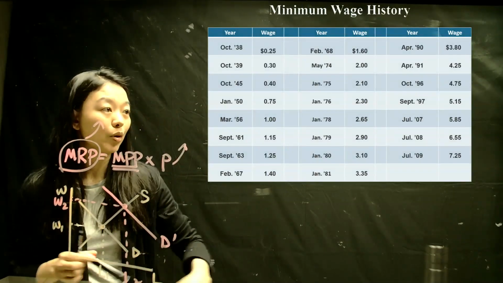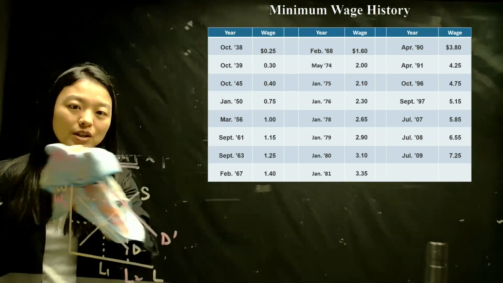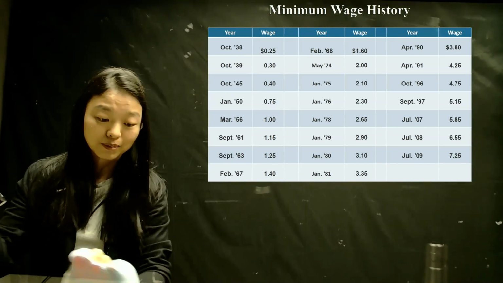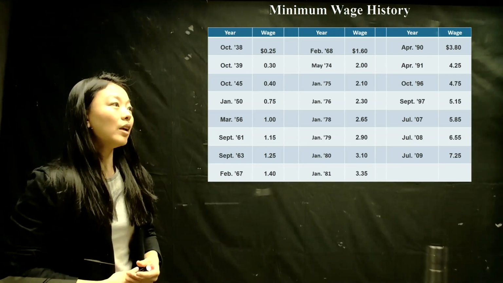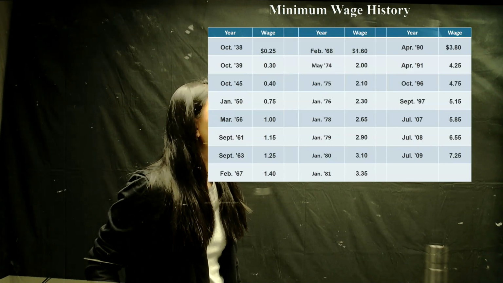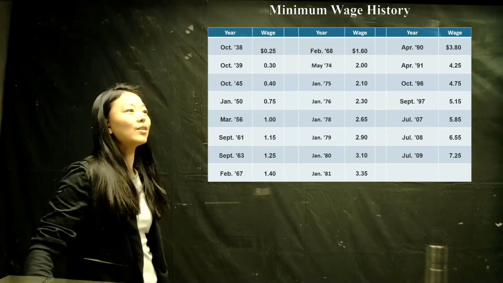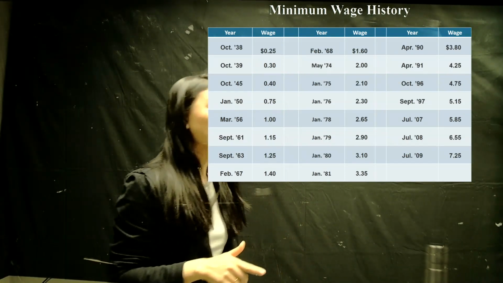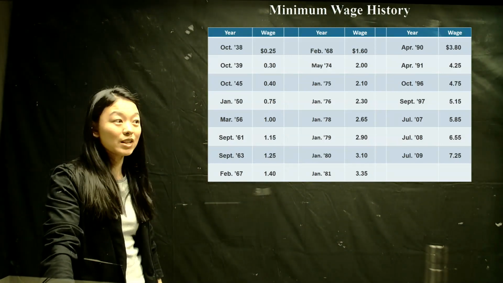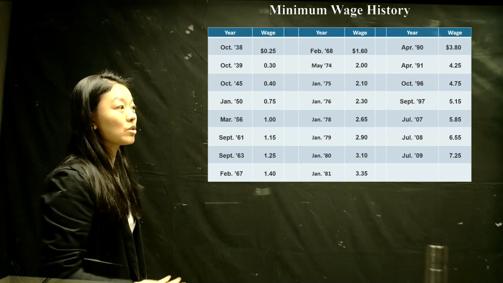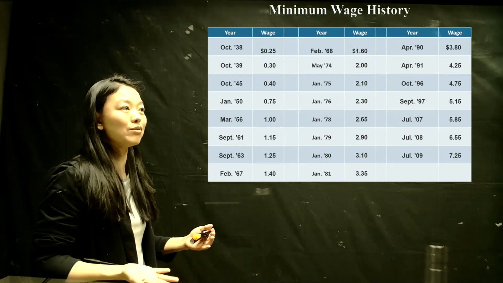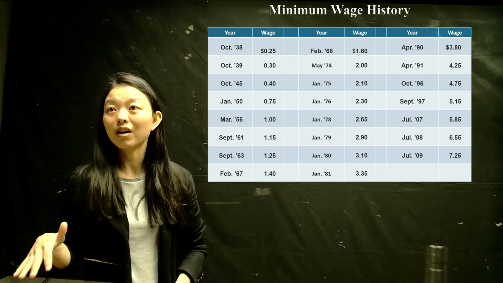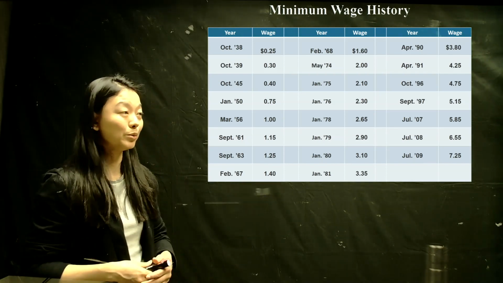Now let's look at how minimum wages will affect the market. Minimum wage is a government policy. It will intervene in the market, and then definitely it will change the market outcome. You can see that from 1938, the minimum wage was just 25 cents per hour. But now the minimum wage has increased to $7.25. This is our current federal minimum wage. Different states have different minimum wages. In Oregon, the minimum wage is $11.25, which is higher than the federal level.